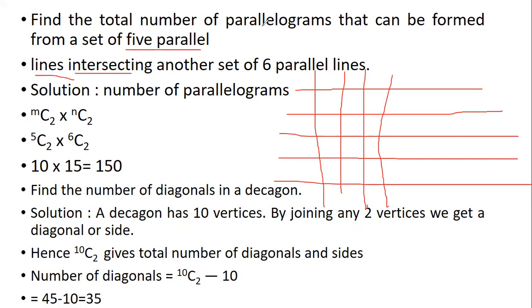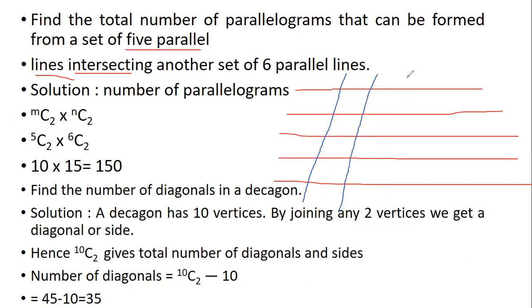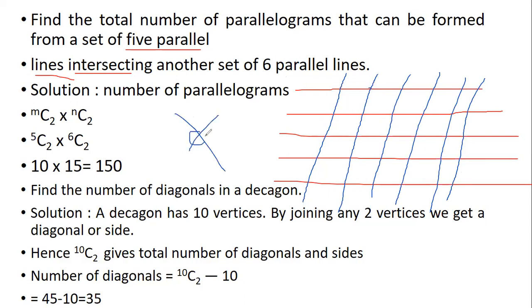Oops, wait a second. We'll draw it a little slantly, so then it'll be easy. So we'll draw it like this: 1, 2, 3, 4, 5, 6. Okay, so 5 parallel lines are intersecting other 6 parallel lines. So these are intersections. See, when they cross each other, this will be the point of intersection. Did you understand the question first of all? Parallelograms intersecting with each other?